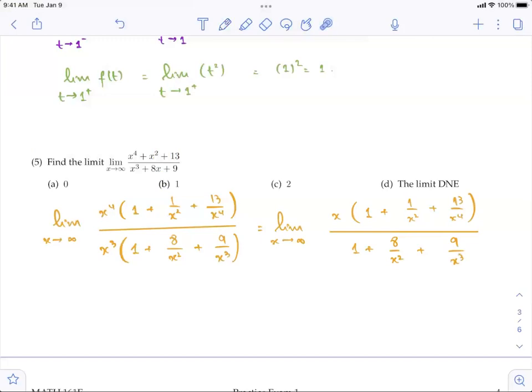Now, when x approaches infinity, this term approaches 0, this term approaches 0, as well as this term and this term. And you're left with just the limit as x approaches infinity of x. By direct substitution, quote unquote, you get infinity, or you say that the limit does not exist in this case as well.